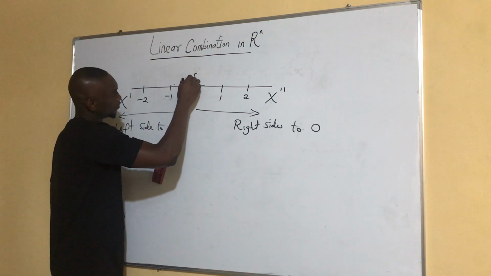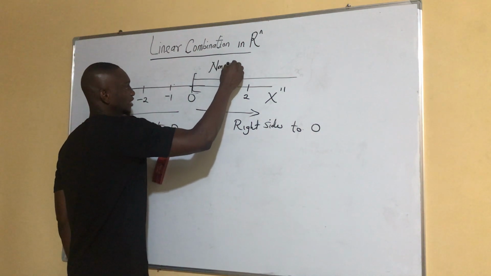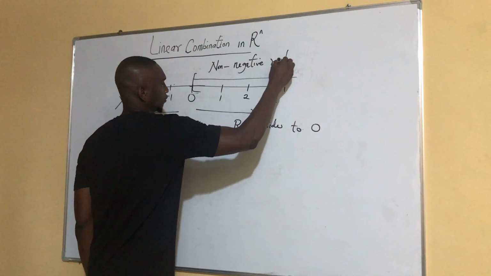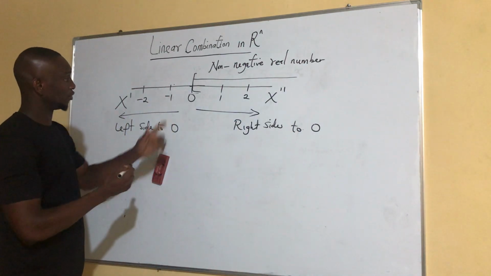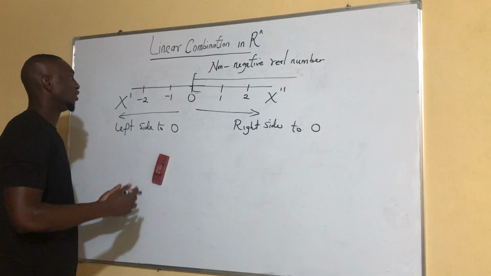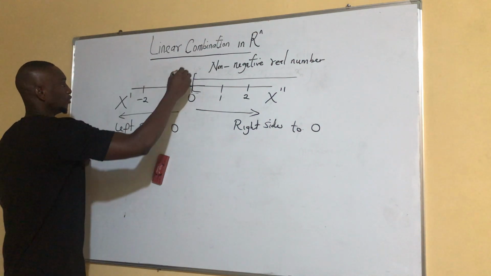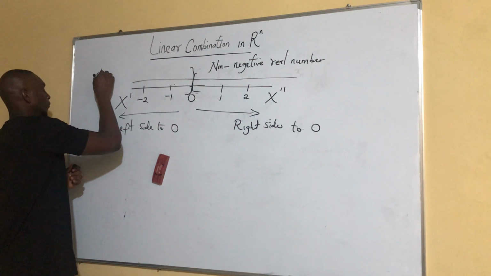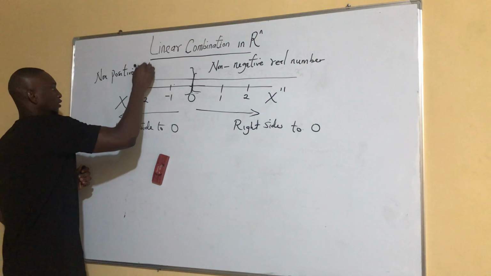Now, from 0 to this whole part is called non-negative real numbers. We are including 0 to this other side, to the right side of 0, is called non-negative real numbers. And when you include 0 to the left side of 0, including 0 to the left side is called non-positive real numbers.